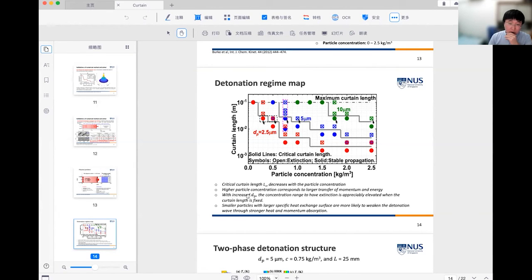Moreover, with increased particle size, the concentration range to have detonation extinction is appreciably elevated when the curtain length is fixed. This is because smaller particles with larger specific heat exchange surface area are more likely to weaken the detonation wave through stronger heat and momentum absorption.